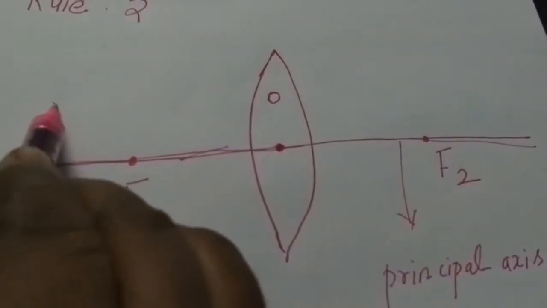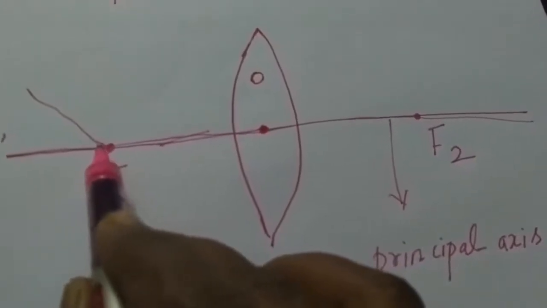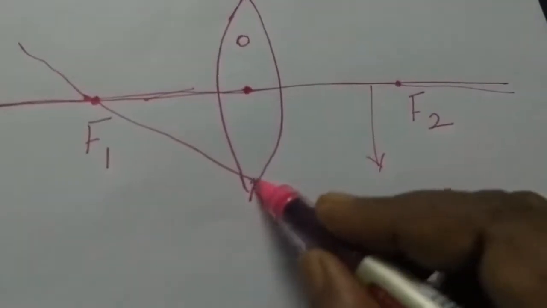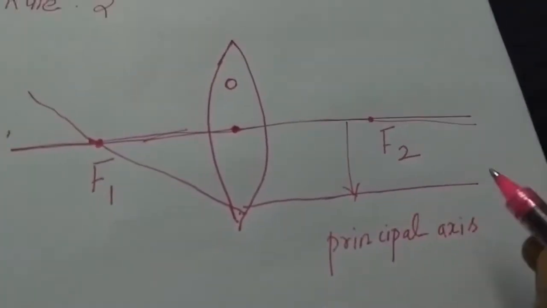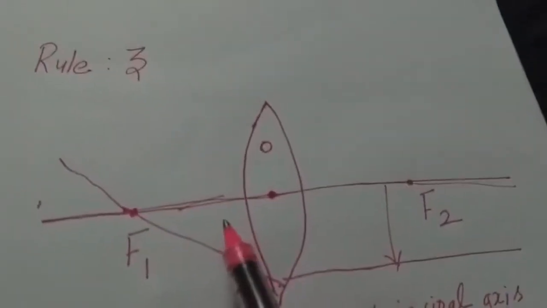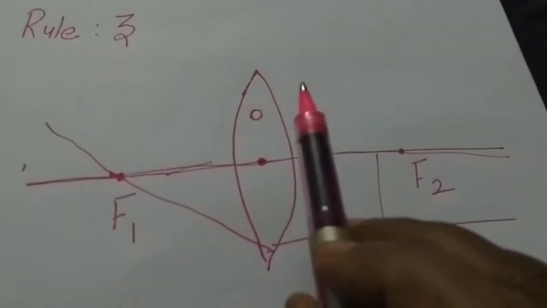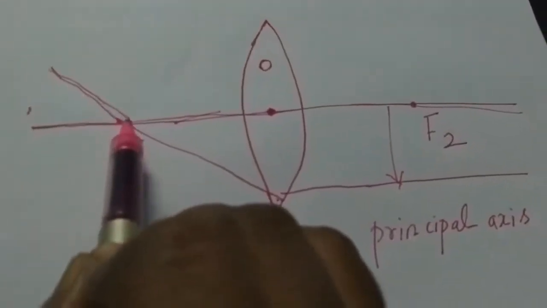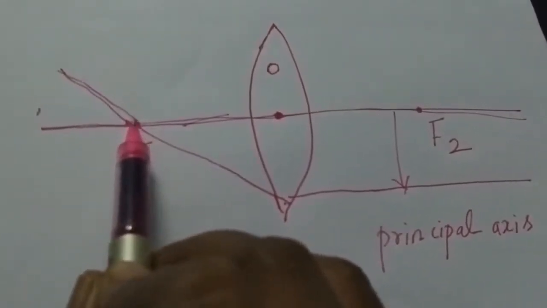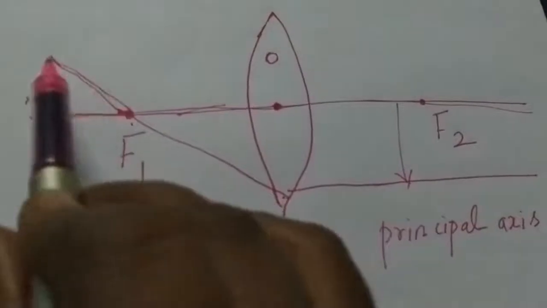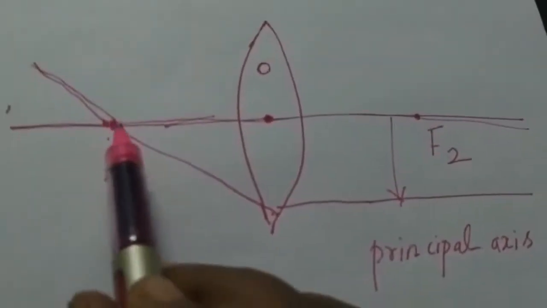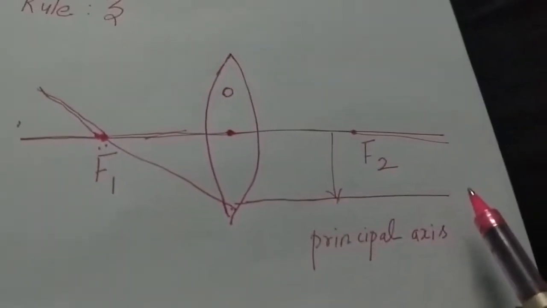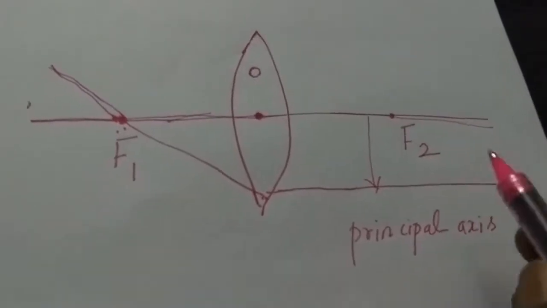When a ray passing through the principal focus is refracted, the refracted ray will be parallel to the principal axis. So this is rule 3. Rule 3 is the inverse of rule 2. So listen carefully. When a ray passes through F1, the principal focus, the refracted ray will be parallel to the principal axis. So this is rule 3.